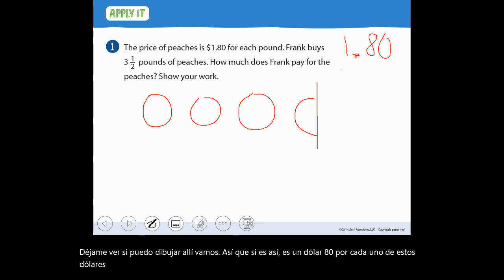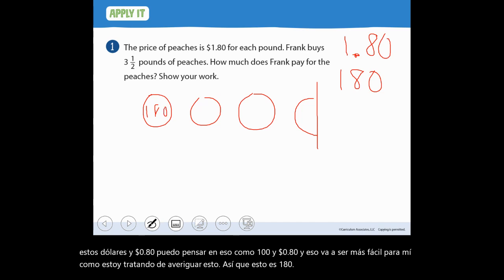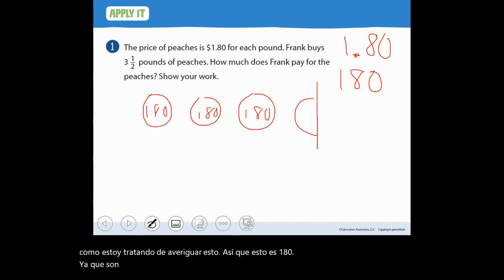I can think about that as 180 cents. And that's going to be easier for me as I'm trying to figure this out. So this is 180 cents, this is 180 cents, and this is 180 cents. We're going to leave this guy here for a second and come back.